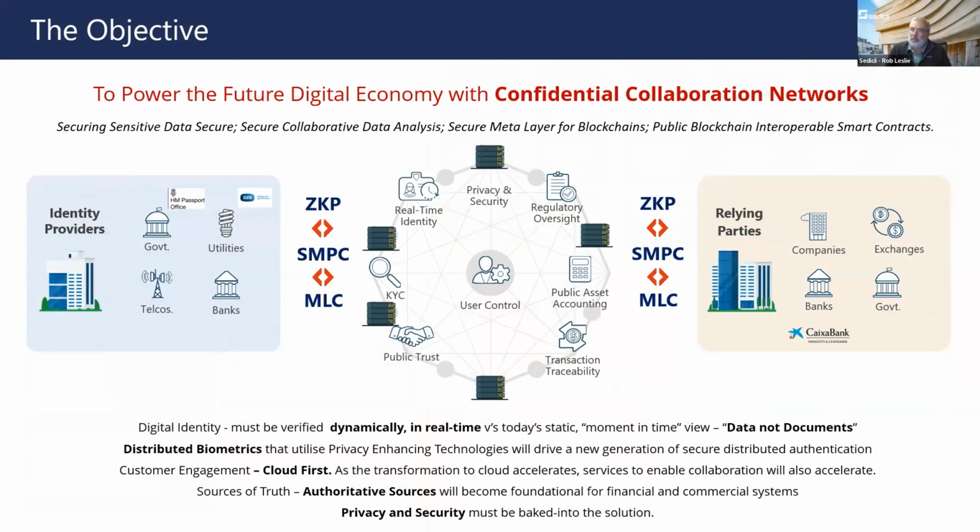We want to get to a place where digital identity is verified dynamically in real time, meaning I know when somebody is committing a fraud or attempting to commit a fraud at this moment in time. Cloud first is going to be the way we go. Authoritative sources we think are going to be absolutely crucial as the trust anchors of all digital transactions, meaning we know for certain that something really is what it claims to be. And privacy and security, I'm preaching to the converted here, but privacy and security are baked into absolutely every single application that you use.